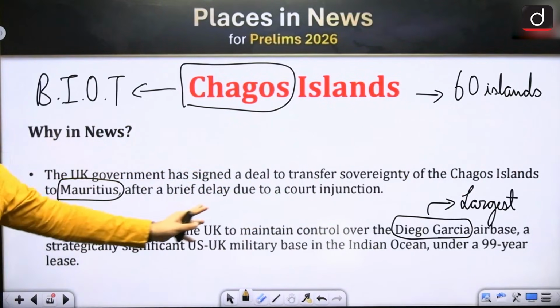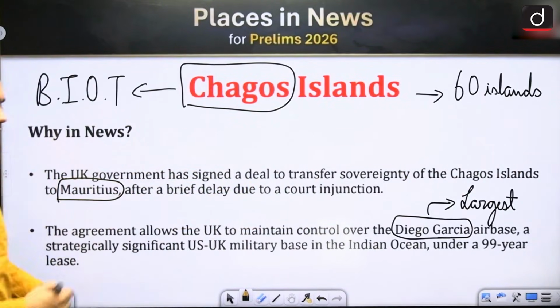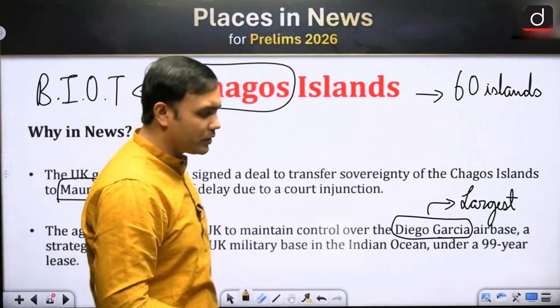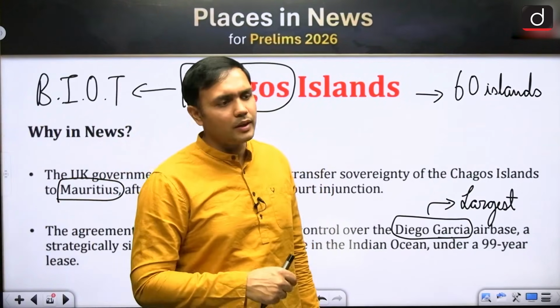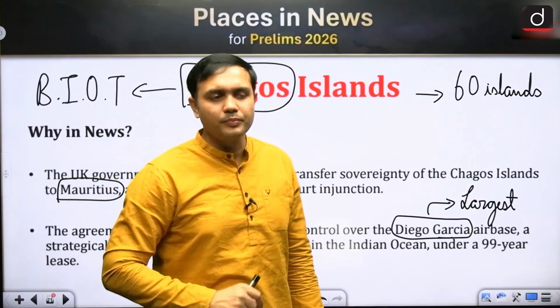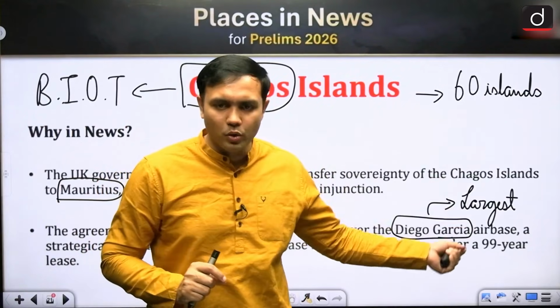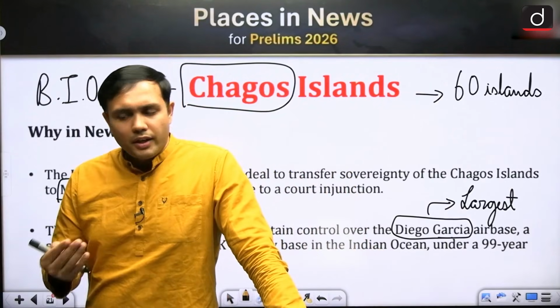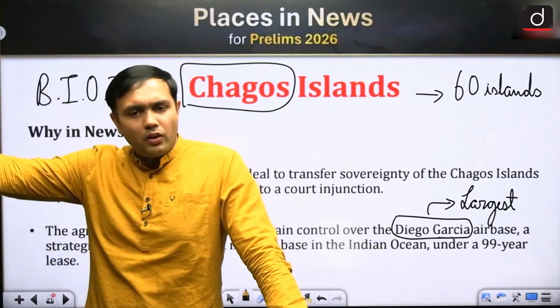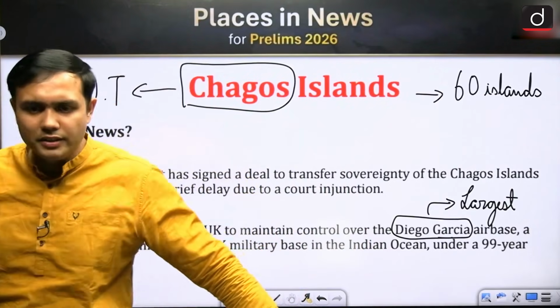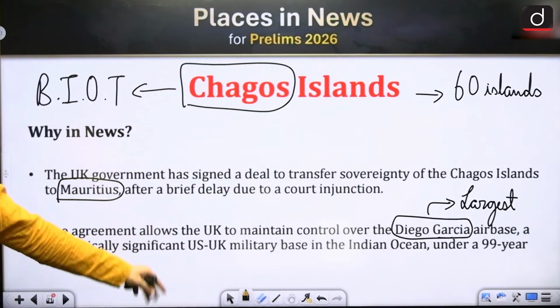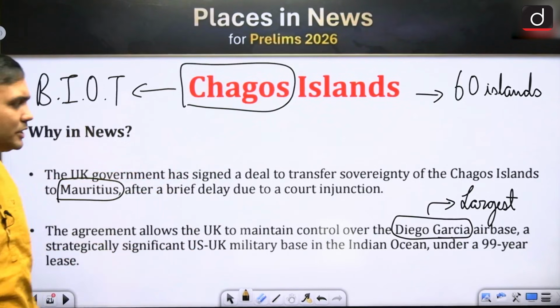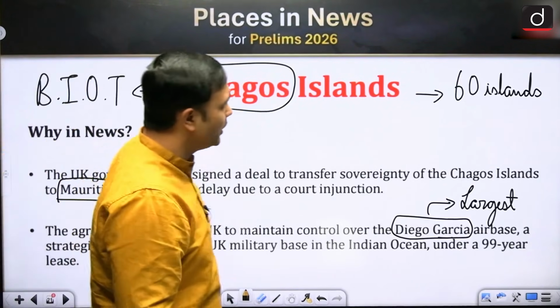Now, with respect to this particular dispute, UK is giving back the sovereignty to the Mauritius government, but this Diego Garcia Island or airbase has been agreed to be on lease for the next 99 years. That is jointly operated by US and UK. It is a really important base for the US government, right?